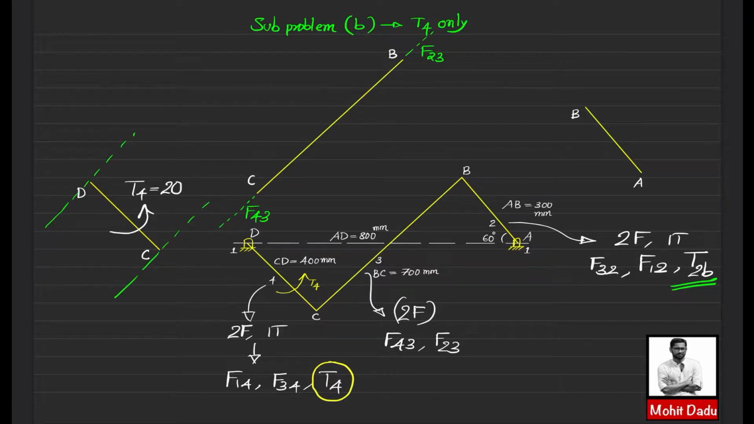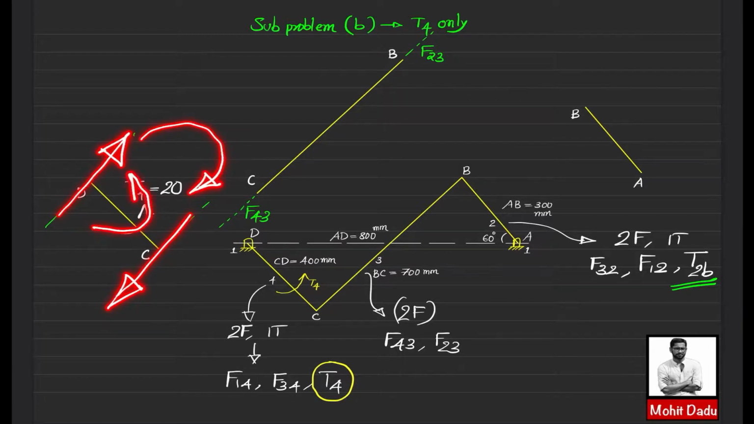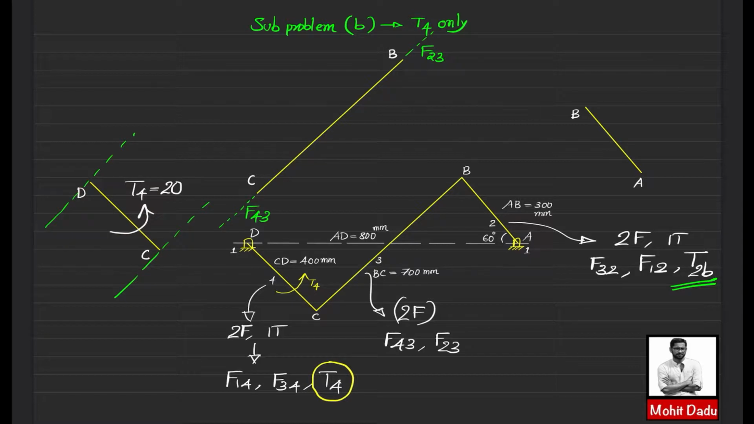So the couple produced by the forces F14 and F34 should be clockwise, and that will happen only when the forces are acting in this way. If forces are acting in this way, then this will create a clockwise couple which will oppose the anti-clockwise couple applied. So you can give the directions to these forces. This force should act in this way, and this can be named as F14, and this force will be acting in this way, which can be named as F34.